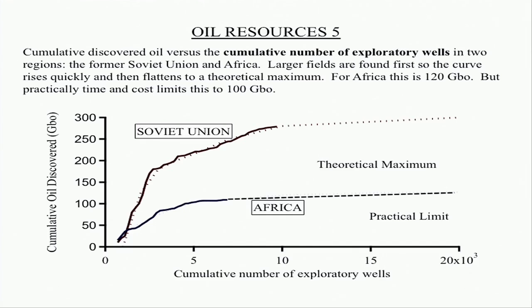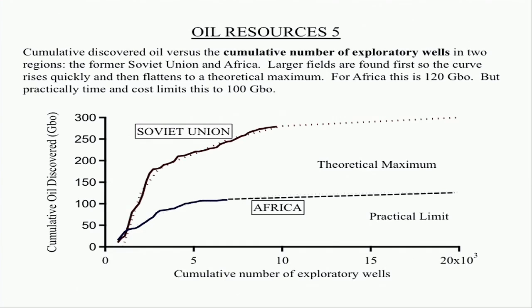Then they also looked at the cumulative discovered oil. Again, this one is in gigabarrels of oil on the vertical axis, versus the cumulative number of exploratory wells. They did this for a large number of different regions, and this graph just shows that comparison for the region of the former Soviet Union and Africa. What you can see from these curves is that they tend to increase sharply because you discover the biggest fields first, and then you discover smaller and smaller fields and this curve flattens off towards some kind of theoretical maximum.